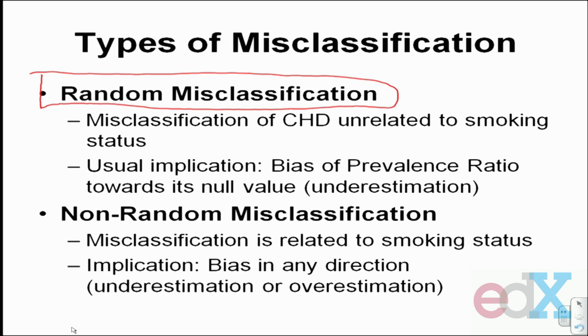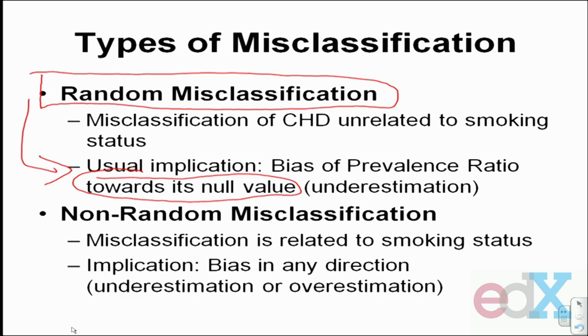So when you have random misclassification, the usual implication is that you have a bias towards the null value. Underestimate the true association between the two factors you're considering. And that's true whether we have a cross-sectional study, as in this case, or cohort studies, case control studies, or experimental studies, as we'll talk about in future lectures.